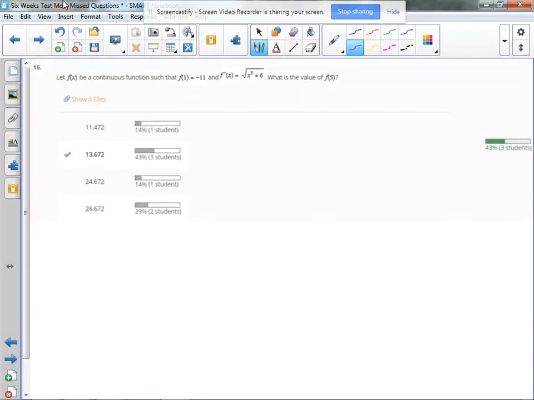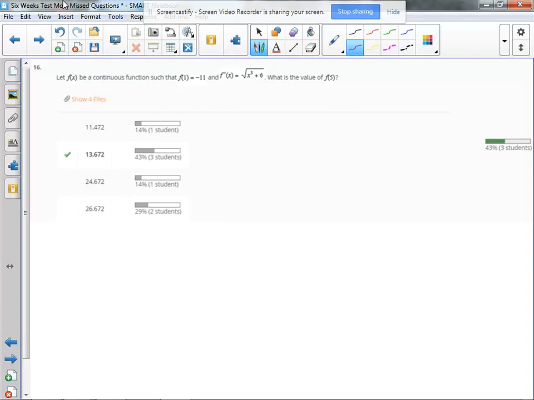All right, number 16. We're getting into the calculator active part of the test here. So let f of x be a continuous function such that f of 1 is equal to negative 11 and f prime of x is equal to the square root of x cubed plus 6. What is the value of f of 5?